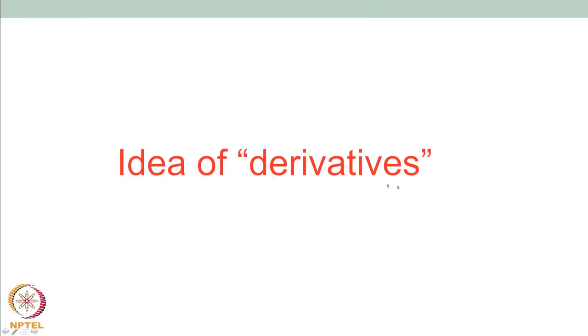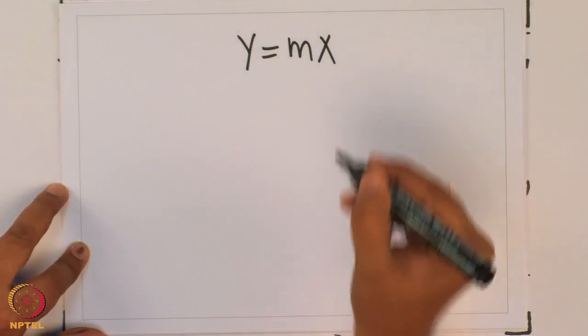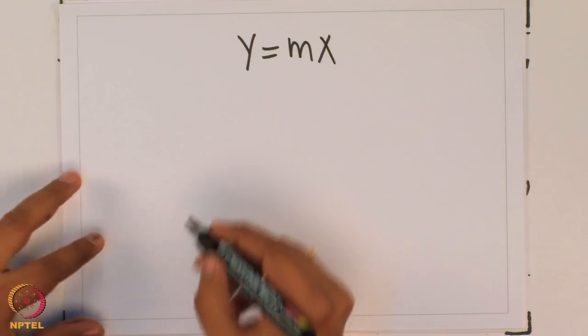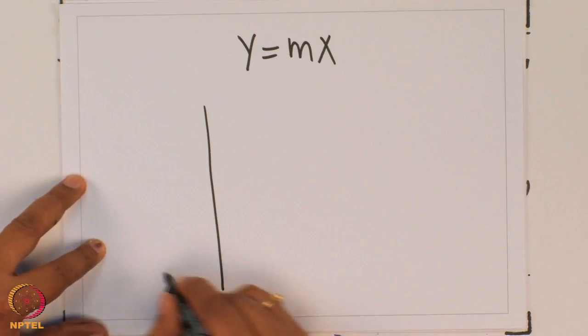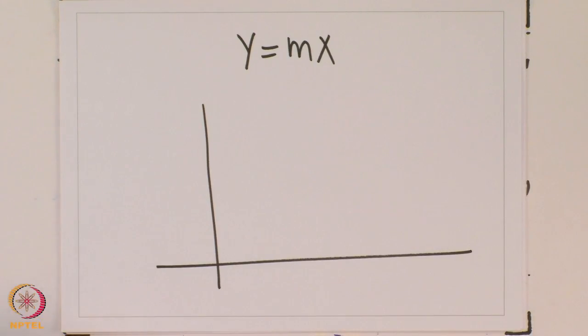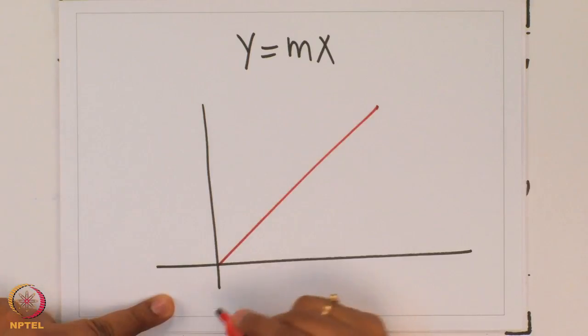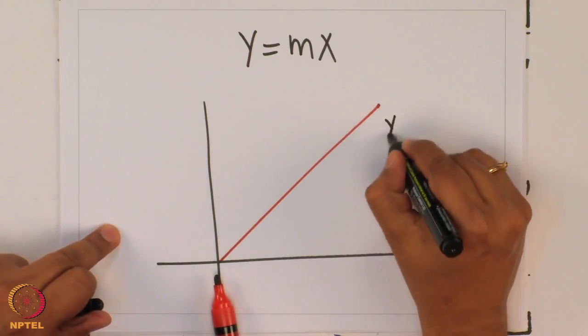I will tell you what a derivative means, but before that let us recall the y is equal to mx graph that we learned. We had a simple graph y is equal to mx for different values of m. So let us try and plot that again. When m is equal to 1, it was just y is equal to x, and it would look like this.